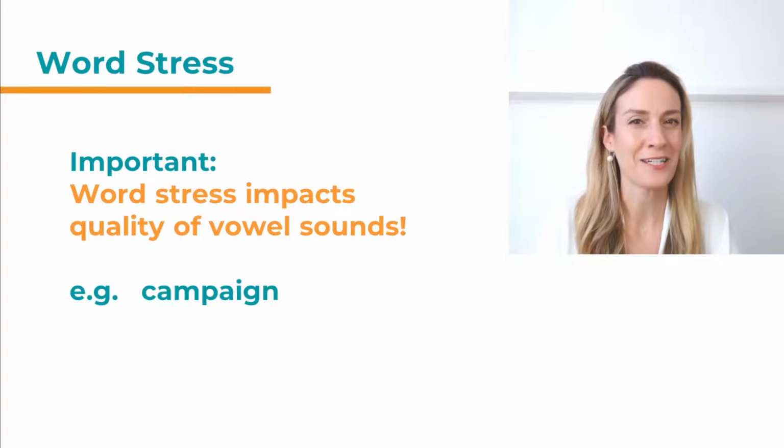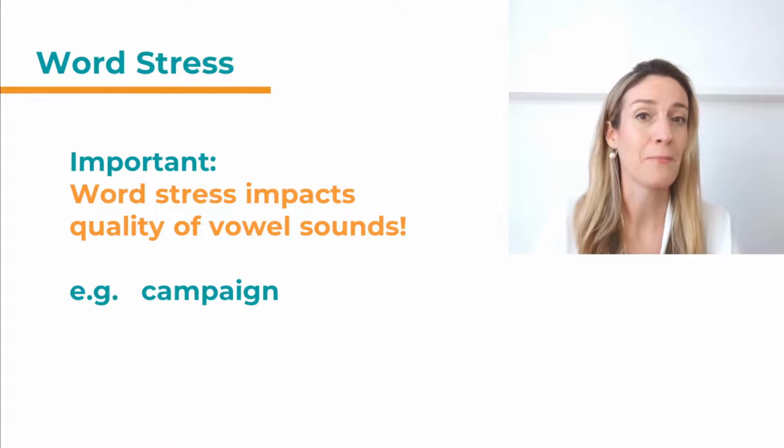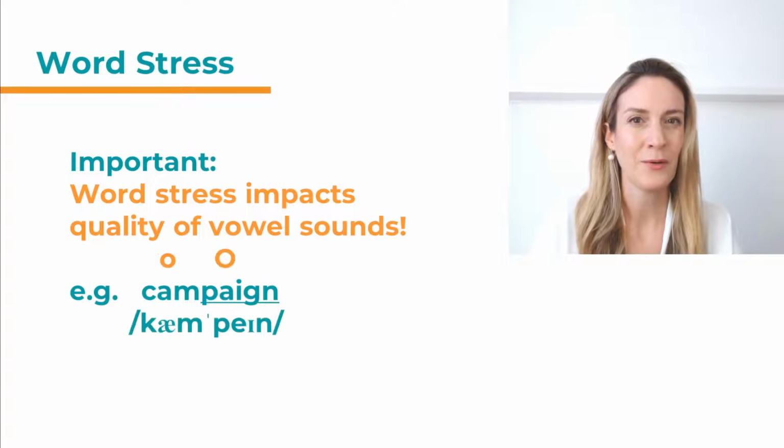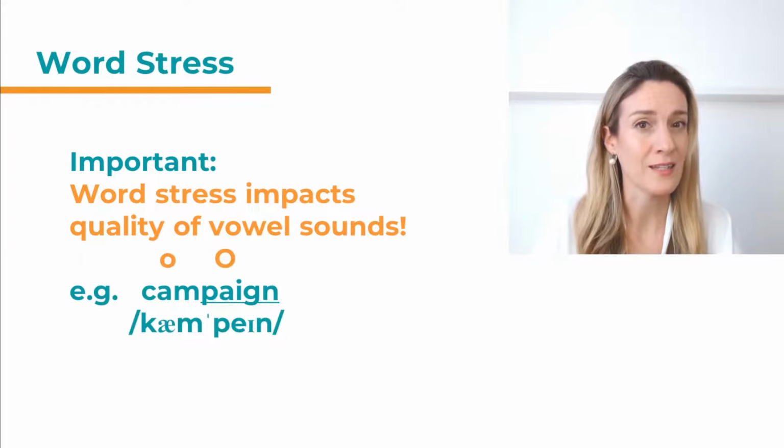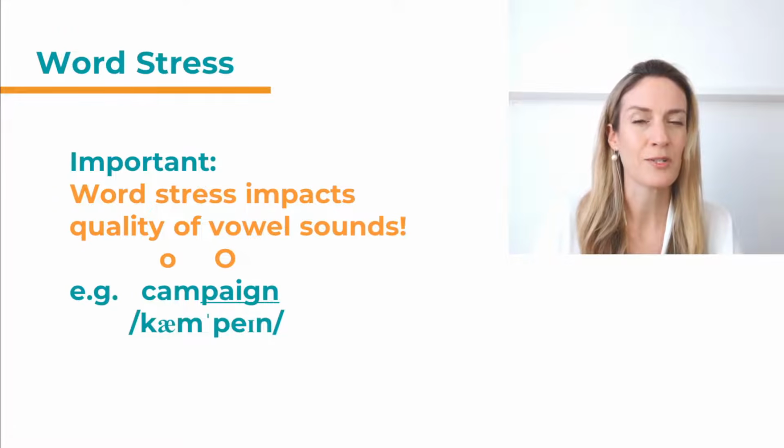Here is another example. The word campaign. For example, a political campaign. Now here the word stress is on the second syllable, campaign. This is a bit of an exception. Usually nouns with 2 syllables are stressed on the first, but this is a word that was not originally from English. We took it from another language, so it has a different stress, campaign.